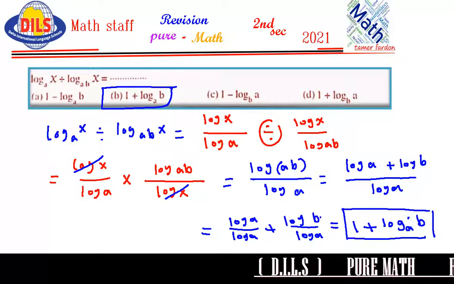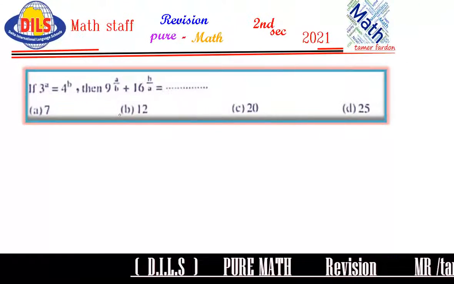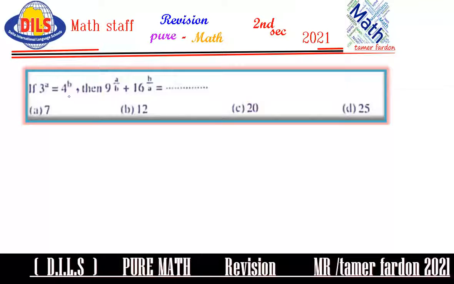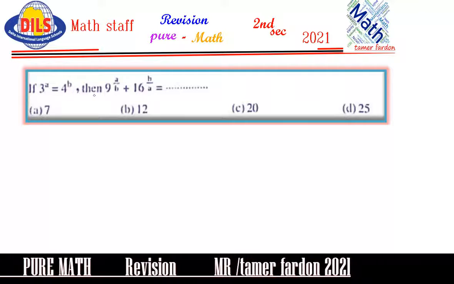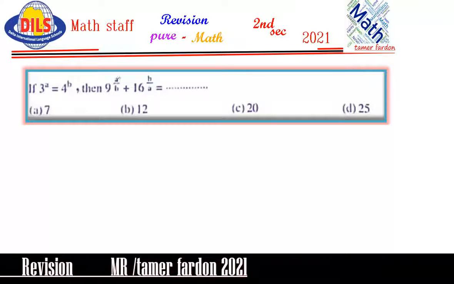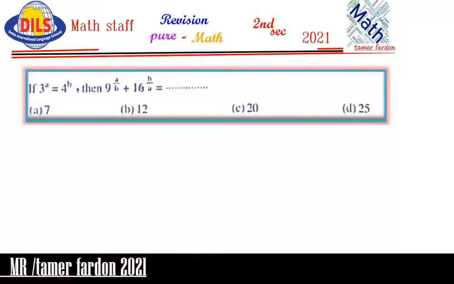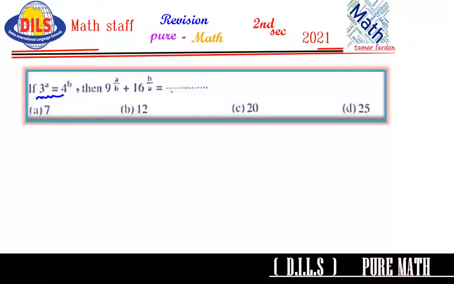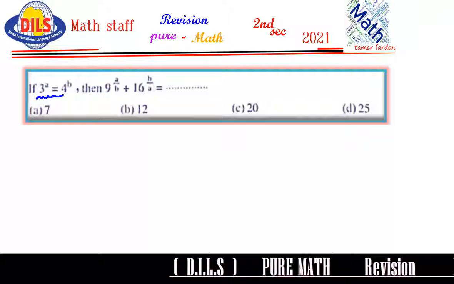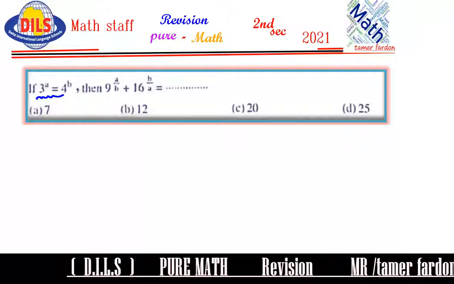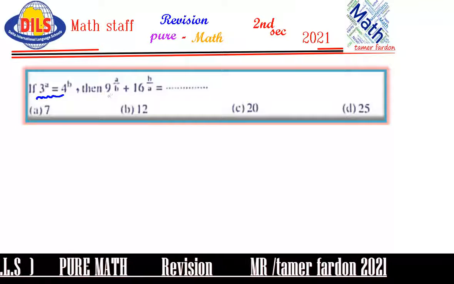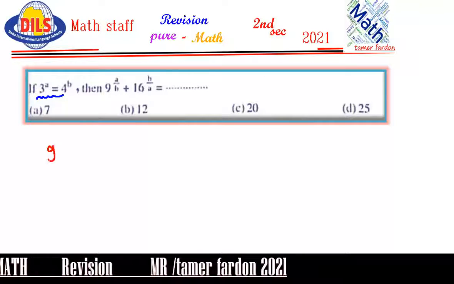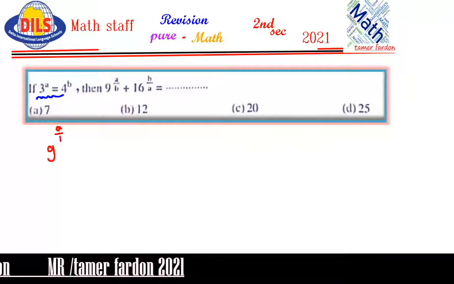The next: if 3 power a equals 4 power b, then 9 power a over b plus 16 power b over a equals what? In the given, 3 power a equals 4 power b. The required: 9 power a over b.